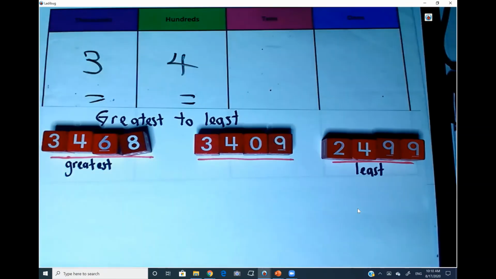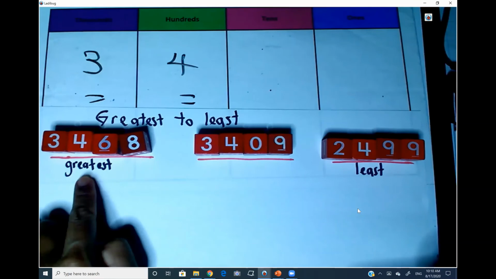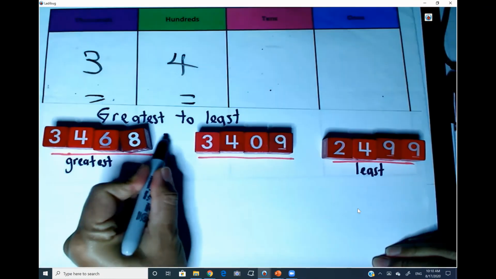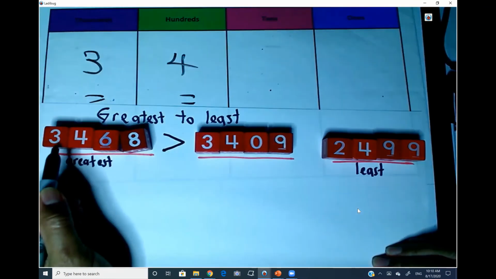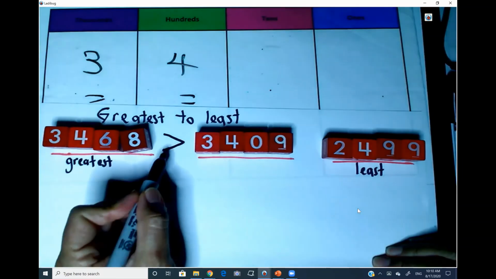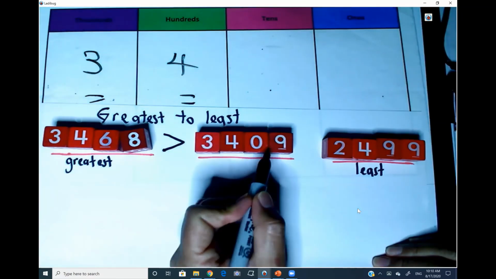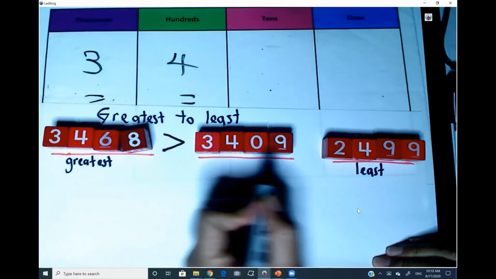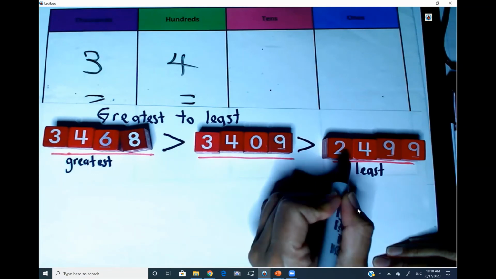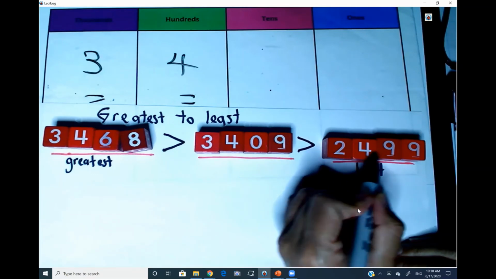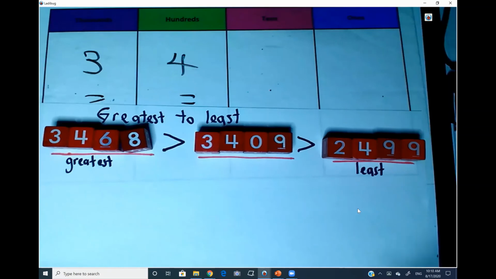Now today we're going to add something a little bit new, which is the symbols. Because this is the greatest, I have to put that these numbers are greater. 3,468 is greater than 3,409, and 3,409 is greater than 2,499.